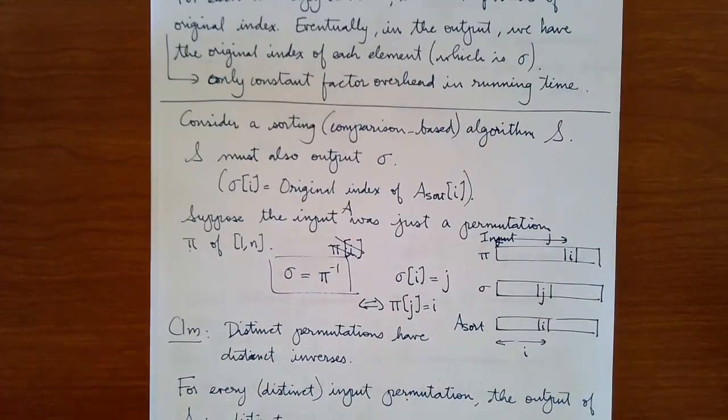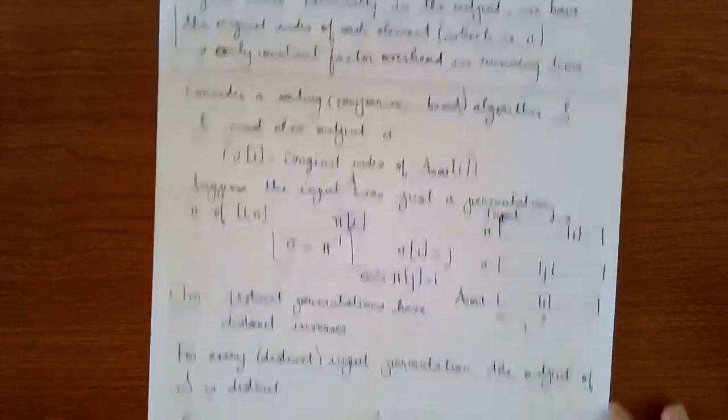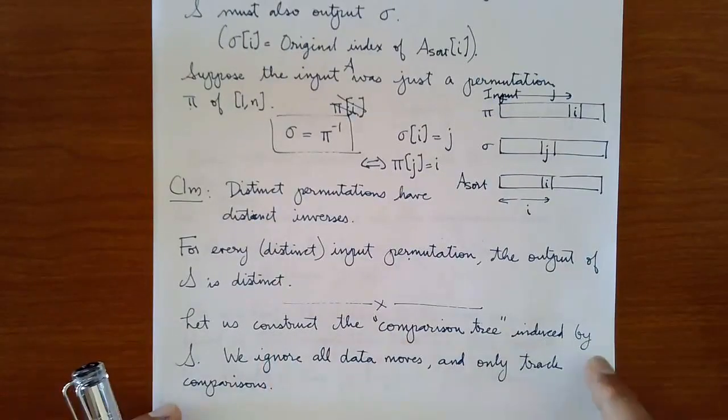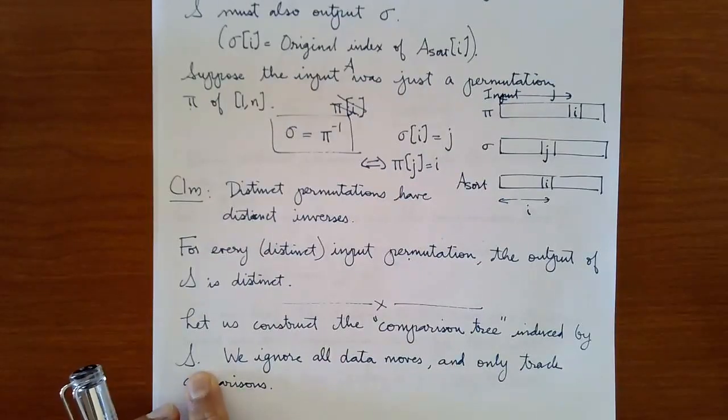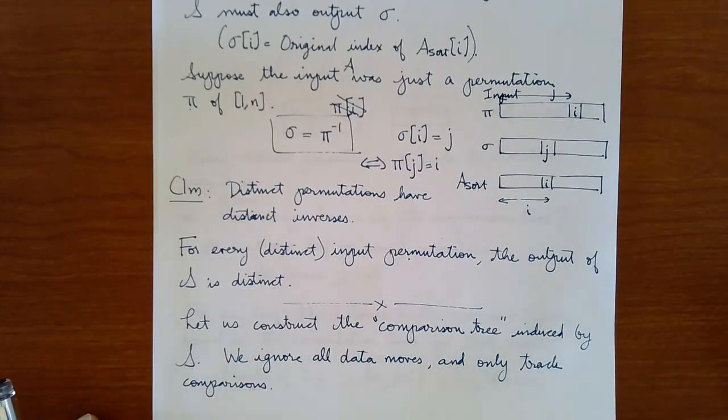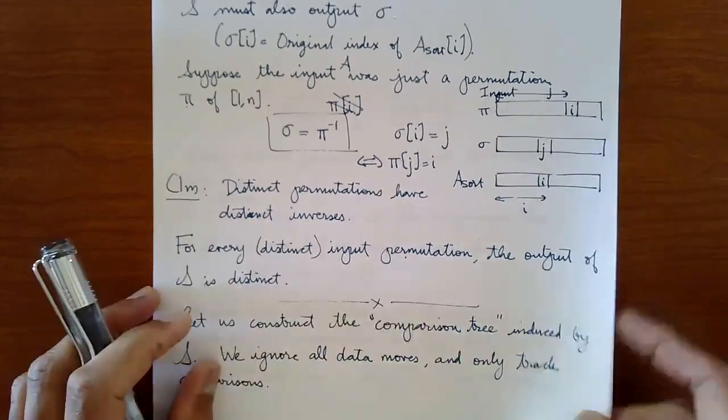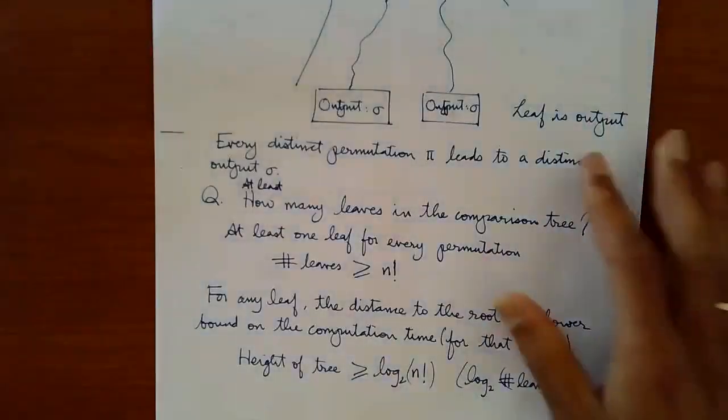That's really what it boils down to. But the algorithm can only make comparisons. It cannot do anything else, right? Because it cannot look at the numbers. It can only make comparisons. How is that manifested? We will look at something called the comparison tree induced by script S, which means we ignore all the data moves. We only track the comparisons made. What we get is called a comparison tree.